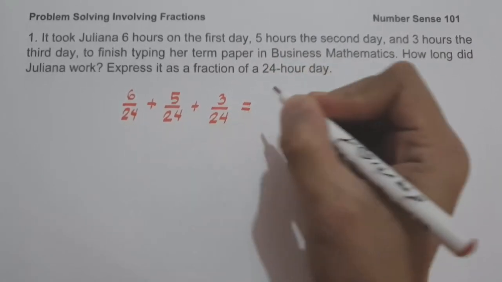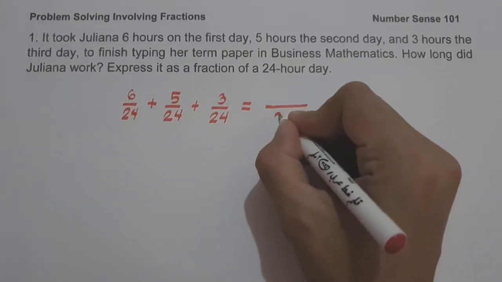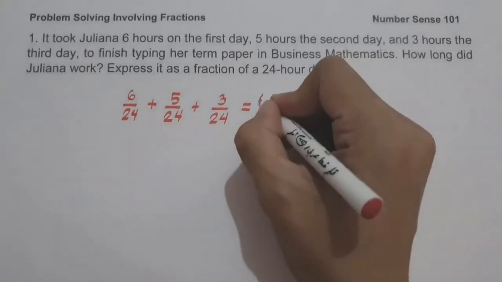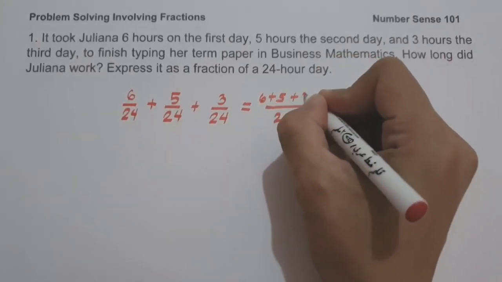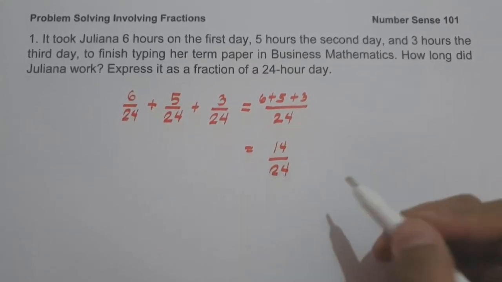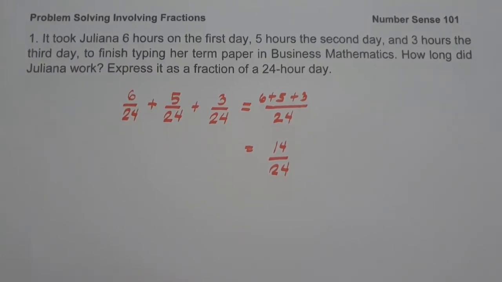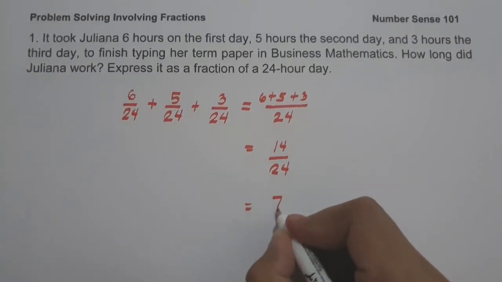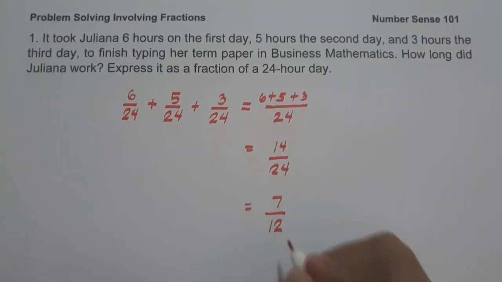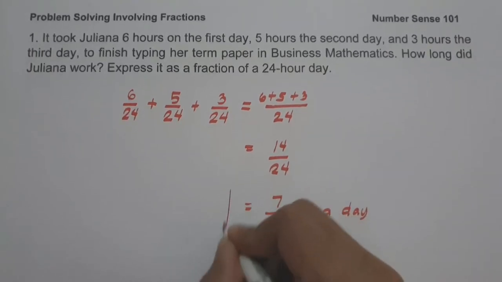If we are going to add fractions with the same denominator, let us simply copy the denominator and add the numerators, that is 6 plus 5 plus 3, and that is 14 over 24. 14 over 24 can be written in simplest form because they are divisible by 2. So 14 becomes 7 and 24 becomes 12. So the number of hours she worked to finish her term paper in business mathematics is 7 over 12 of a day. And this will be our answer.